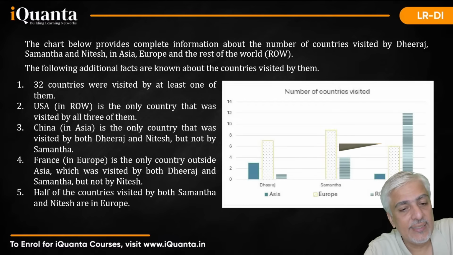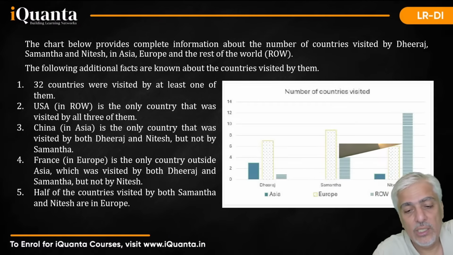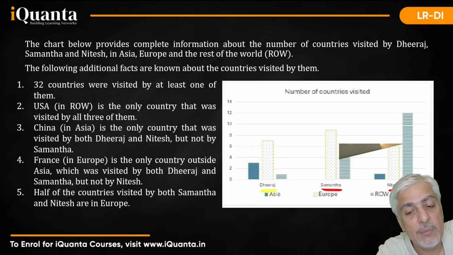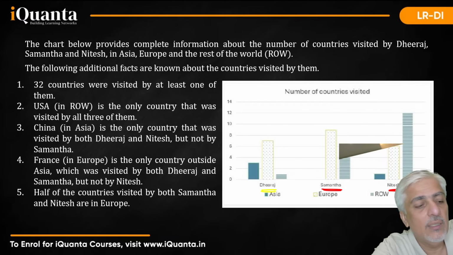Okay. Second set. My main decision is should I select it, should I not select it. So when I look at this set, what is your first thing? Okay, there is a bar graph. There are three people, Dheeraj. Okay, there are three people. There is Dheeraj, there is Samantha, and there is Nitesh. So there are three people in this set. The bar graph numbers don't look very difficult. They look very straightforward numbers.